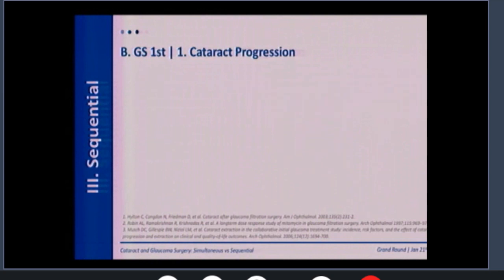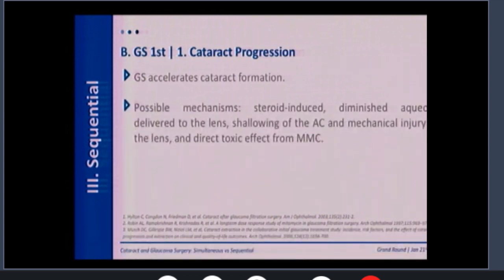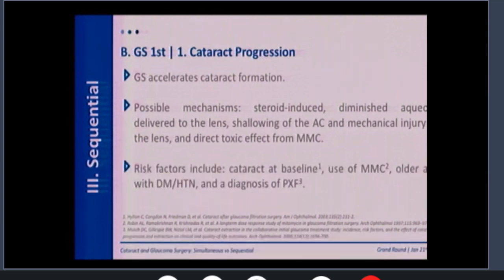Okay, so what if we do glaucoma surgery first, and then delay the cataract? The issue is that glaucoma surgery itself accelerates cataract formation. It's a cataractogenic procedure, and there are a lot of mechanisms that can explain that. Whether it's the steroids that we use, the alteration in the aqueous, or the limited amount of aqueous that goes to the lens instead of going to the bleb itself, shallowing of the AC, direct mechanical injury, or a direct effect from mitomycin.